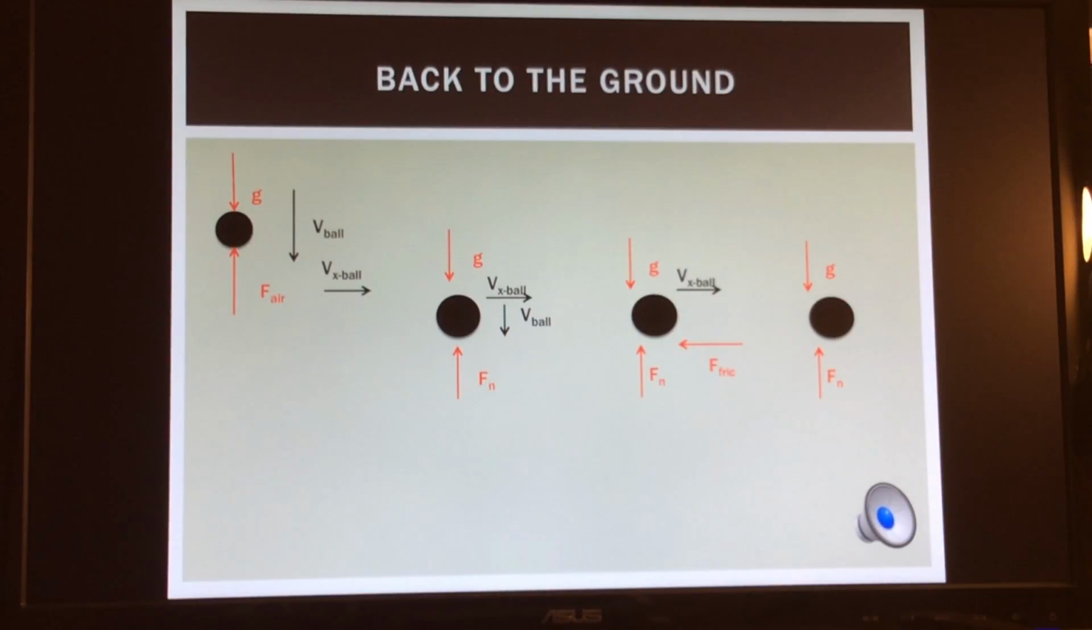In the second figure of the ball, this is just as the ball is hitting the ground. Here, we can see that there is gravity, a normal force, and a velocity of the ball in the x and y direction. In the third figure, we can see that the ball is now rolling on the ground. There is gravity, a normal force, a velocity in the x direction, and friction. Friction will cause the ball to eventually come to a complete stop, which we can see in the fourth figure of the ball, where the only forces acting on it are the gravity and the normal force.